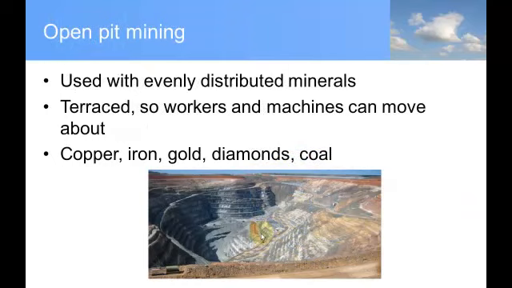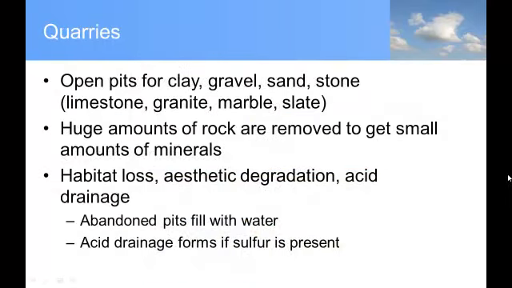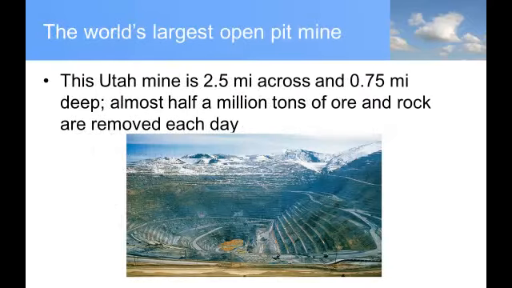Open pit mining is digging a big hole in the ground to extract evenly distributed materials. And this is often done with copper, iron, gold, diamonds, and coal. Quarries are open pits that are often used to mine mineral resources used in construction, including clay, gravel, sand, and stone. Huge amounts of rock are removed to get this. And like strip mining, it pretty much destroys everything that was on top of this area before they dug the pit. These abandoned pits can fill with water, and they can also have problems with acid drainage. The world's largest open pit mine is in Utah. It's 2.5 miles across and 3/4 of a mile deep.